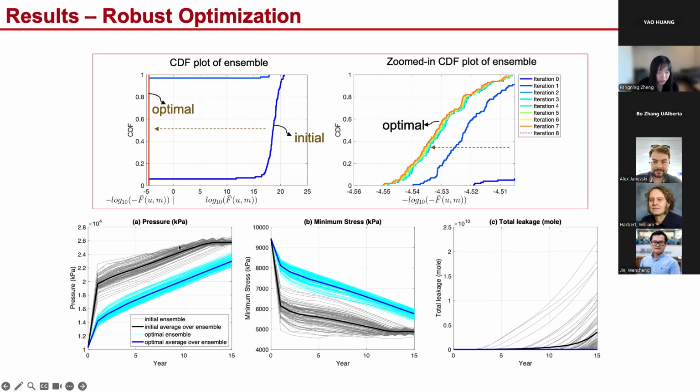This is plotting the pressure over time, as well as minimal stress over time and the total leakage over time for these strip plots. And you can see that the ensemble of pressure is being minimized from the black curves to the blue curves, and the corresponding effective stress is being maximized to a safer value. And also the total CO2 leakage is being minimized from a large value to almost zero, from the initial to the optimal ensembles. So this is pretty much the result of our robust optimization.